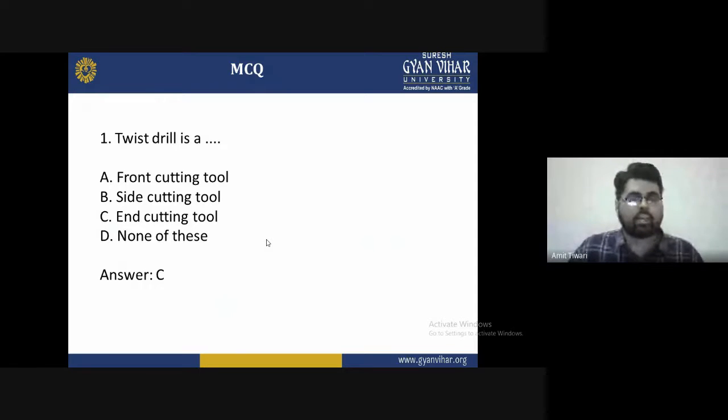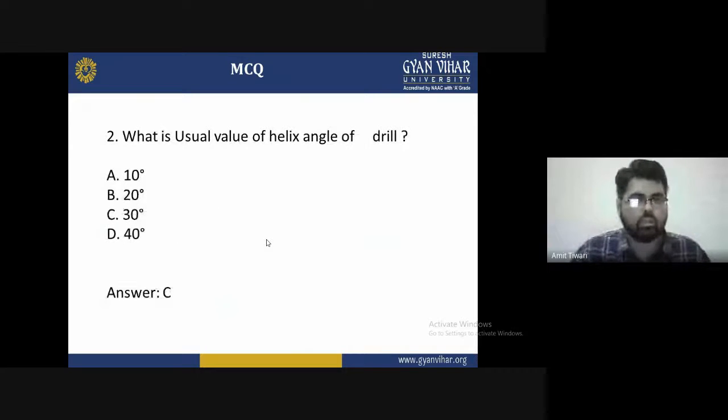So basically, the second is: what is the usual value of the helix angle of a drill? The options are 8, 10, 20, 30, and 40. So the correct answer is 30. So 30 is the usual value of the helix angle of a drill. Okay, 30 is the right answer.